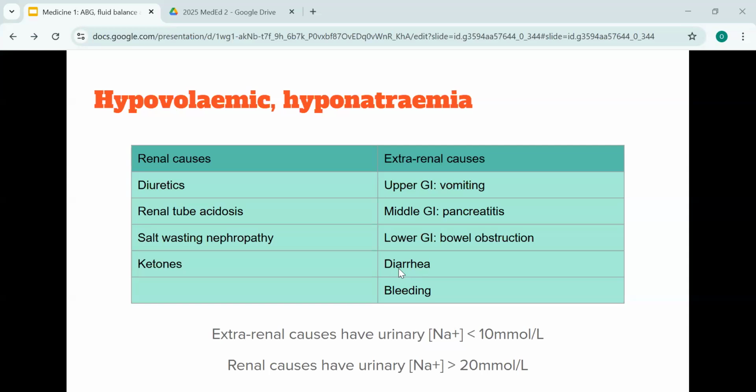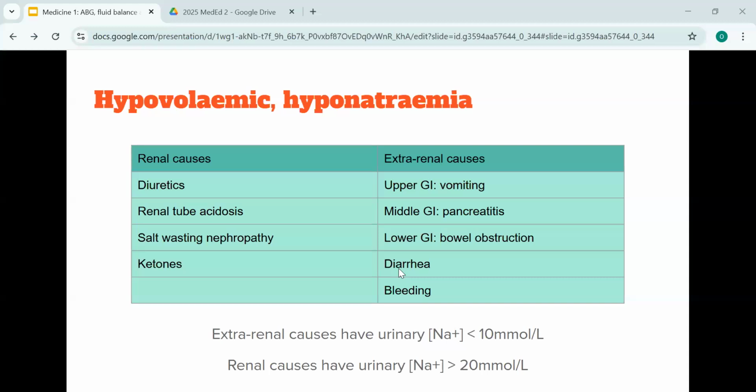So if we're expecting an extrarenal cause, so we're expecting the kidneys to be functioning as normal, in a low sodium state, we'd expect the urine sodium to be low because we want the kidneys to try and reabsorb as much as possible. So when there's an extrarenal cause, we're expecting the sodium in the urine to be less than 10 millimoles per litre.